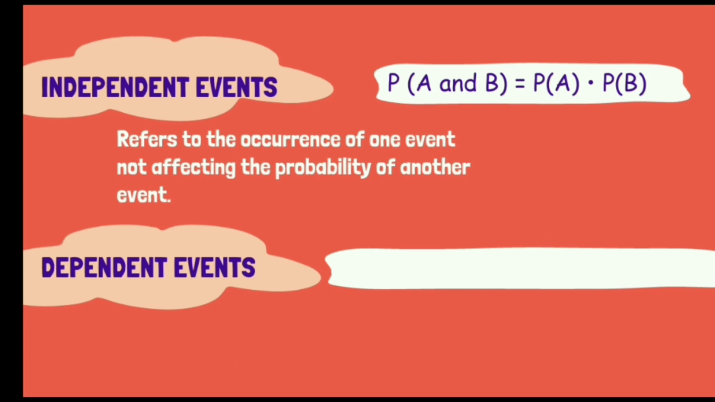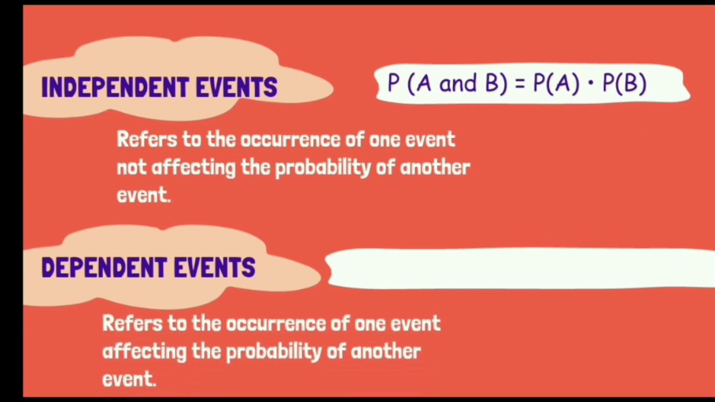Next is dependent events. It refers to the occurrence of one event affecting the probability of another event. The formula for solving problems involving probability of dependent events is probability of A and B is equal to probability of A multiplied by probability of B following A.